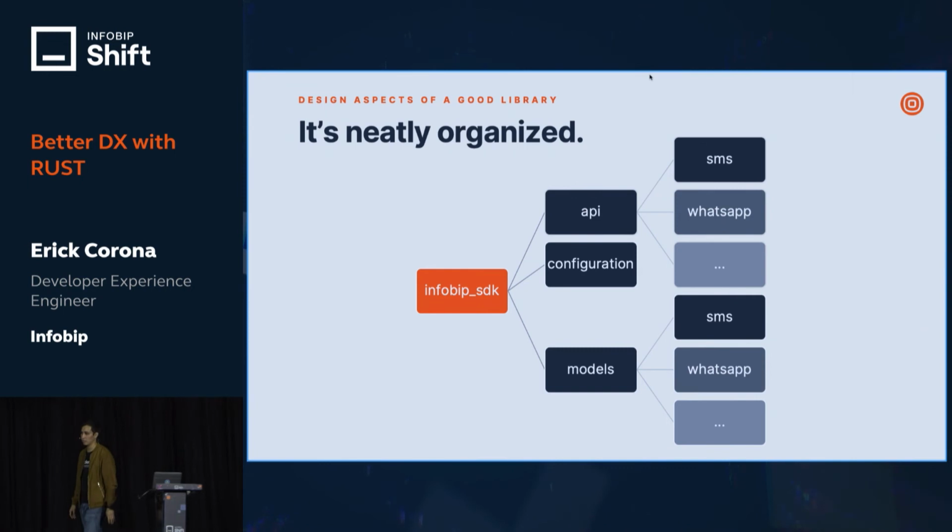We also try to make it neatly organized. So what we do is we have mainly 3 modules: one called API, where we have all the endpoints, one for configuration, and one for models, where we have all the error definitions and all the payload definitions. And then we have a subdivision per Infobip channel, like one submodule for SMS, one for WhatsApp, and the same for the models.